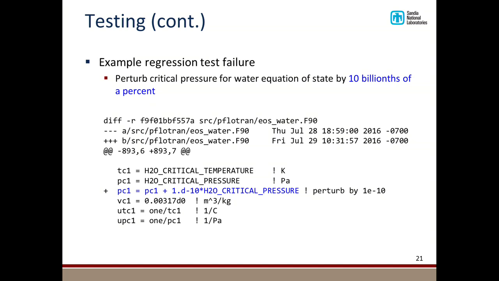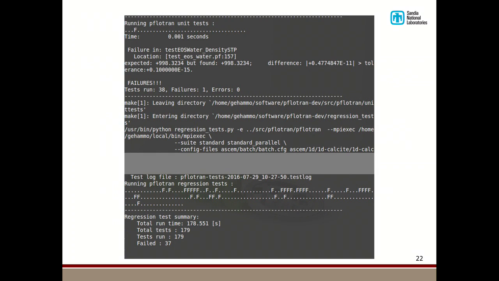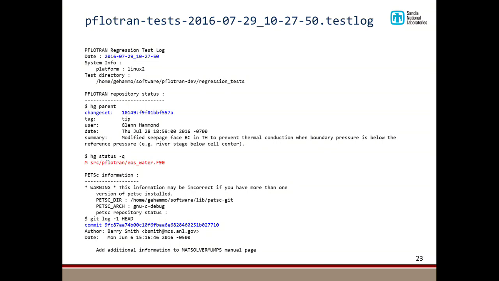So here's a little experiment. I'm going into the equation of state for water. I'm going to perturb the critical pressure of water by 10 billionths of a percent. Basically, take it and add to it 10 to the negative 10 times the critical pressure. Here's the output from the regression test. You'll also notice that the unit test catches it with a failure right up there. But it's a very small difference, 0.4 times 10 to the negative 11. So the tests fail. We know that we broke something, so how do we get to the bottom of it?